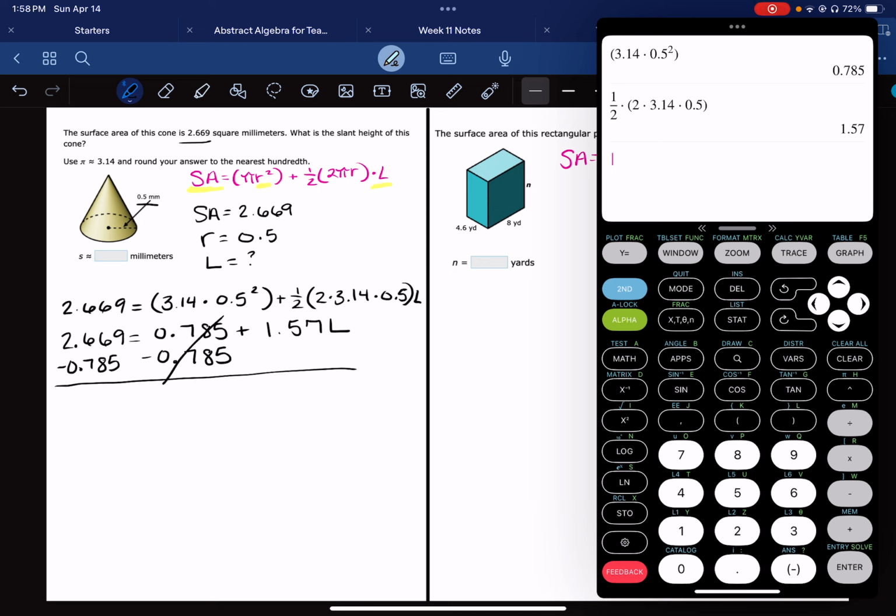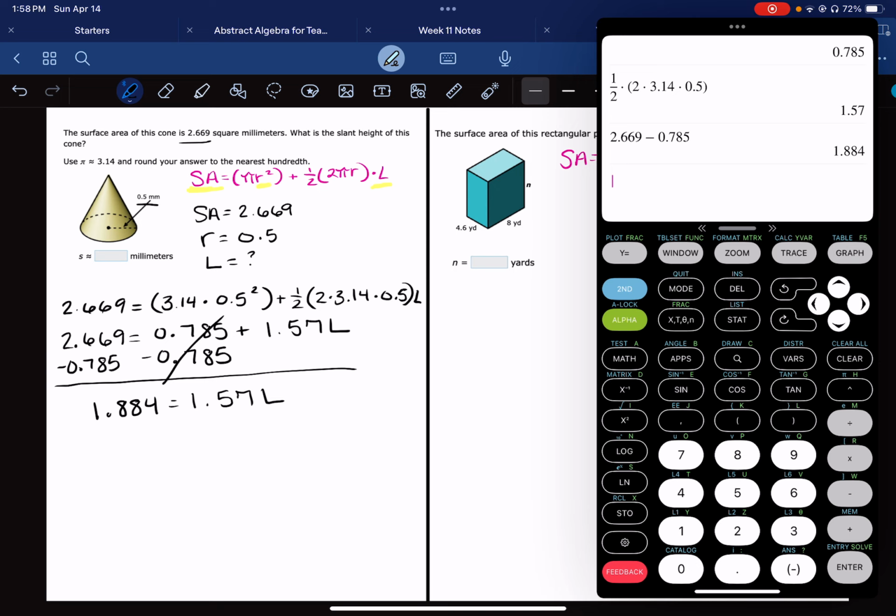So it's going to go away here because it's going to equal 0. And then on the left side, we're going to get 2.669 minus 0.785, and we get 1.884. 1.884 is equal to 1.57 times L.